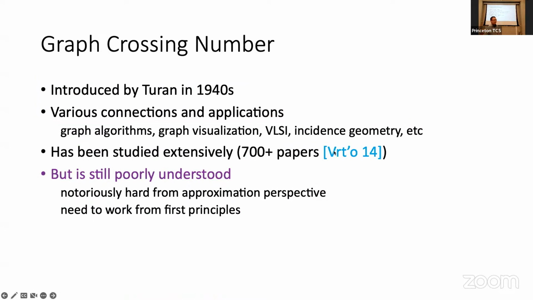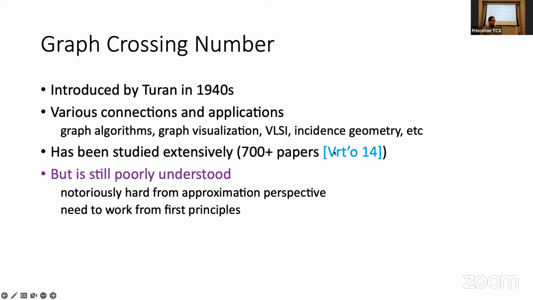It has a very long history. It was first introduced by Paul Turán in World War II, I think by studying some railway construction. Crossings in a railway construction are quite dangerous for transportation, so they wanted to minimize their number. It has various applications and connections to other areas of theoretical computer science and computer science in general, for example graph algorithms, graph visualization, VLSI design, incidence geometry, etc. According to a bibliography, by 2014 there were already 700 papers written on this topic.